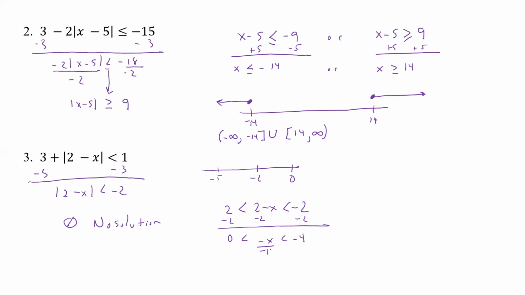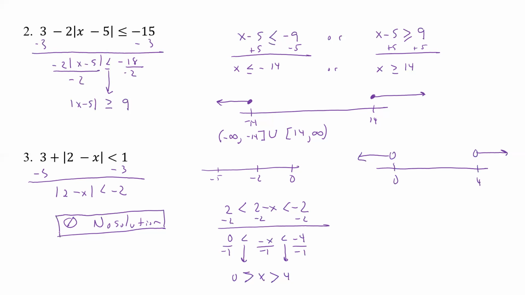Now we have to divide by negative 1, ding, ding, ding. So divide by negative 1 everywhere, and flip the inequalities. So 0 is going to be greater than x, and x is going to be greater than 4. So if we write that, we'll have 4, we'll have our 0. So x is less than 0, and x is greater than 4. Well, those have to intersect, and guess what? They don't intersect, and hence we're back to our no solution.